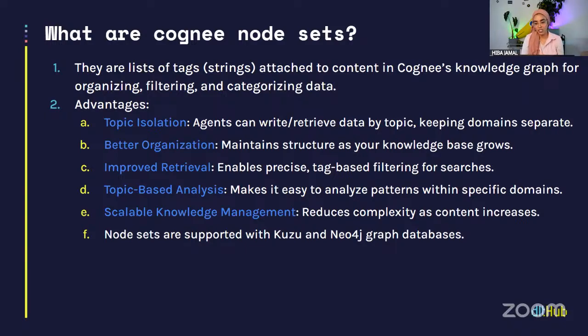And this can then be scalable, because once you have nodes that increase, you have a knowledge graph that, since it's a graph, can I believe grow exponentially. So introducing node sets can actually help you search into it. Then this is just something to look out for in case you want to use it. Node sets are supported with Neo4j and Kuzu. We will be actually using both of them.